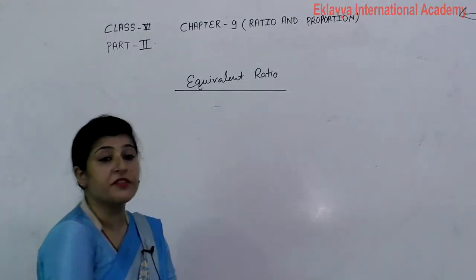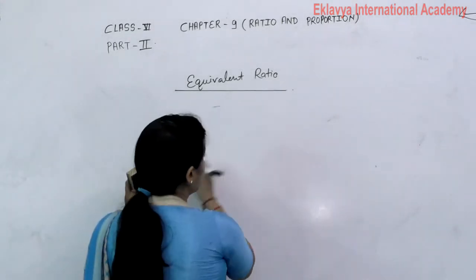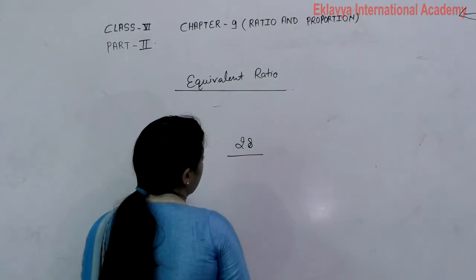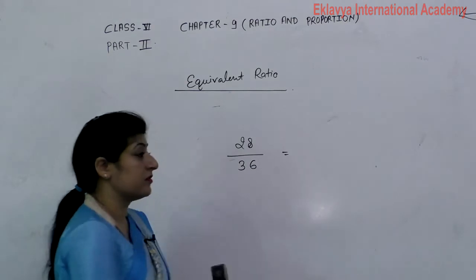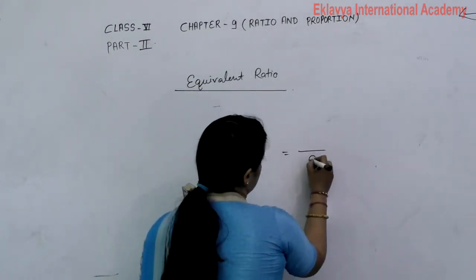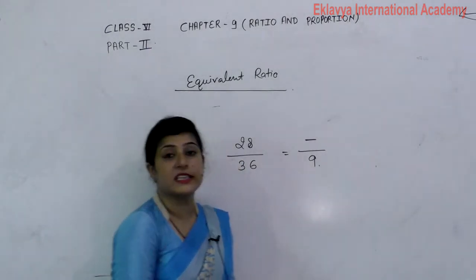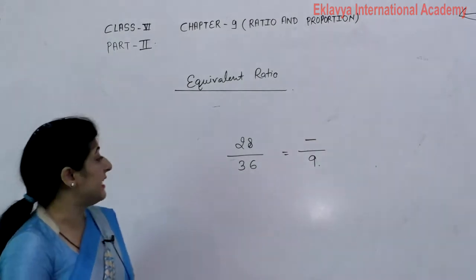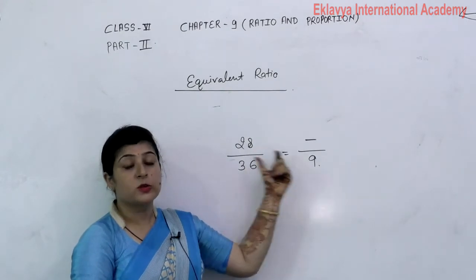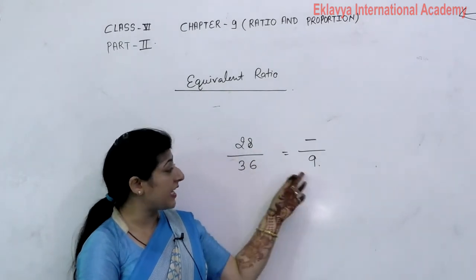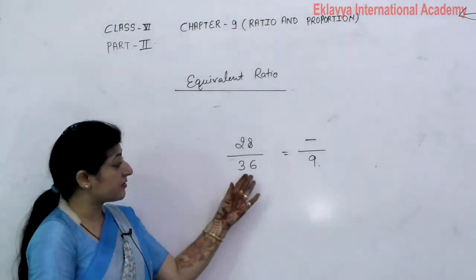Which type of question can we face in equivalent ratios? Sometimes it is given to you 28 divided by blank is equal to 9 divided by 36... fill in the blank. In this case, see, the denominator here is 36 and here the denominator is 9. So to get 9 from 36, we have to divide 36 by something.